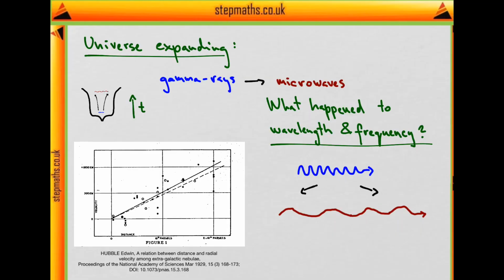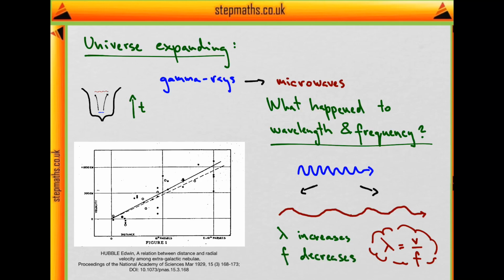More importantly for us, however, if we have a gamma ray in the early universe, as the universe itself stretches, the space stretches, that wave will have to stretch too, and that means larger wavelength. So lambda increases, and because of this formula, which tells us that the wavelength is inversely proportional to frequency, it must also be that the frequency decreases.